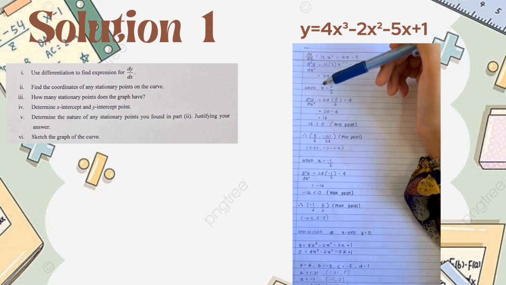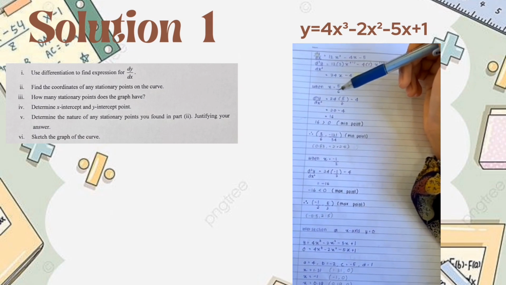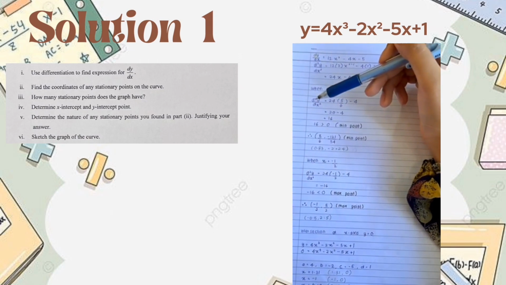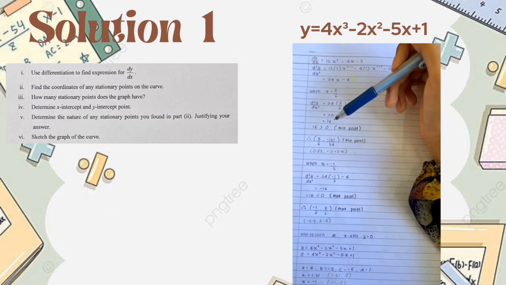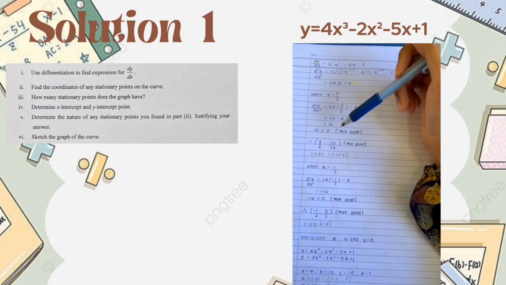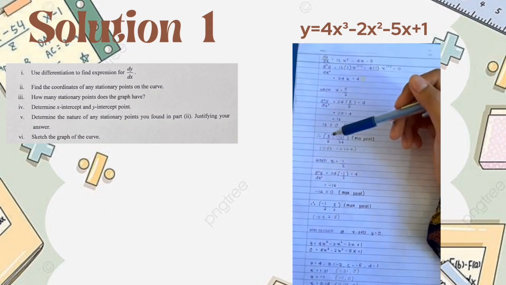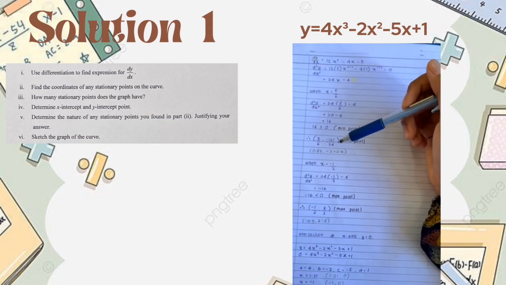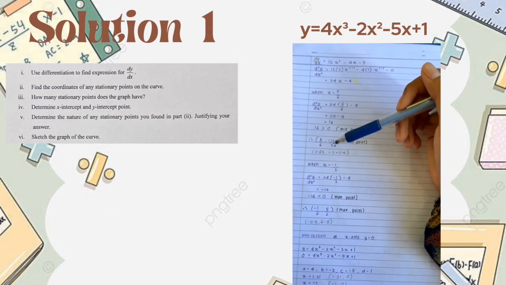We have to substitute x with 5 over 6. So we get d2y over dx squared as 16. 16 is more than 0, so it is the minimum point. Therefore, the minimum point coordinate is 5 over 6, negative 1 to 1 over 54.